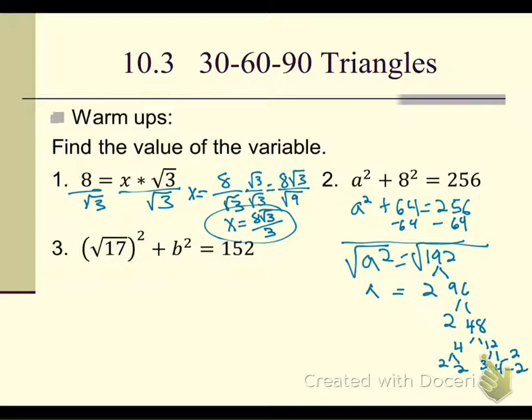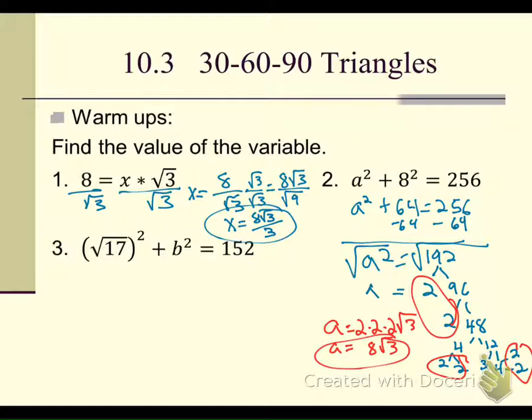So what has buddies? We're going to circle. We see right here we have a pair of 2s. So we end up with a equals 2 times 2 times 2. And what doesn't have a buddy? 3. Exactly right. A equals 8 square root of 3.